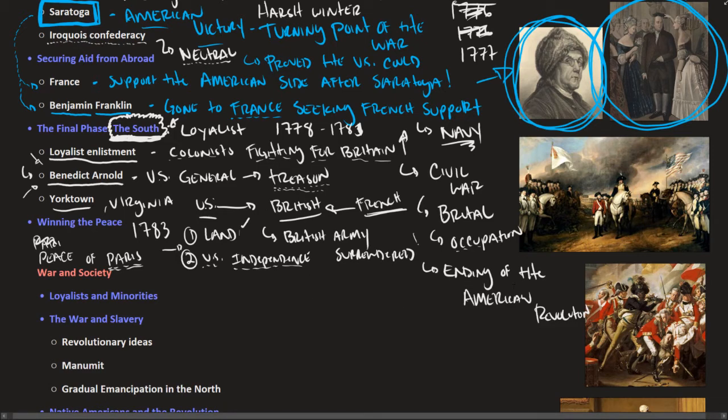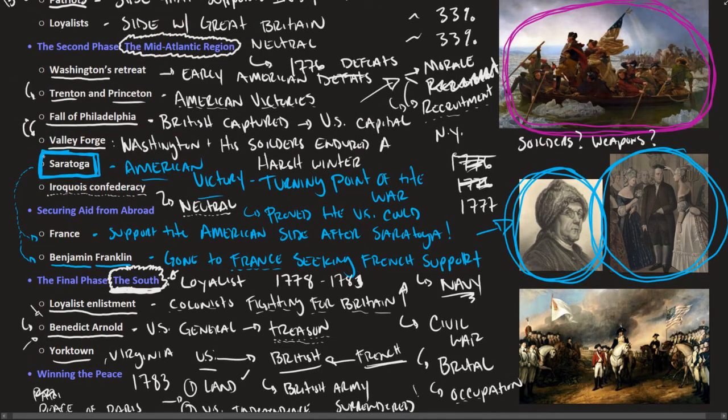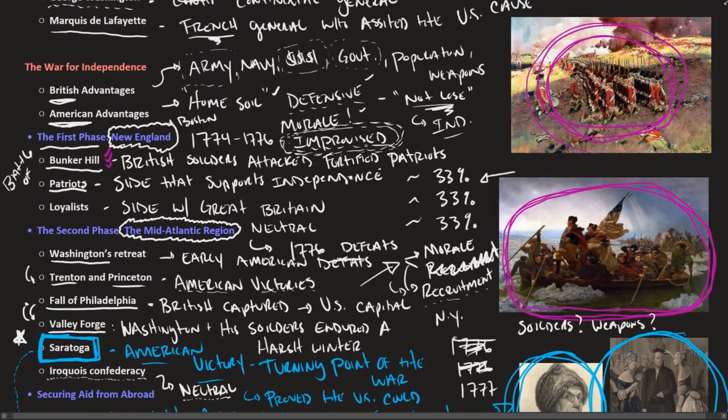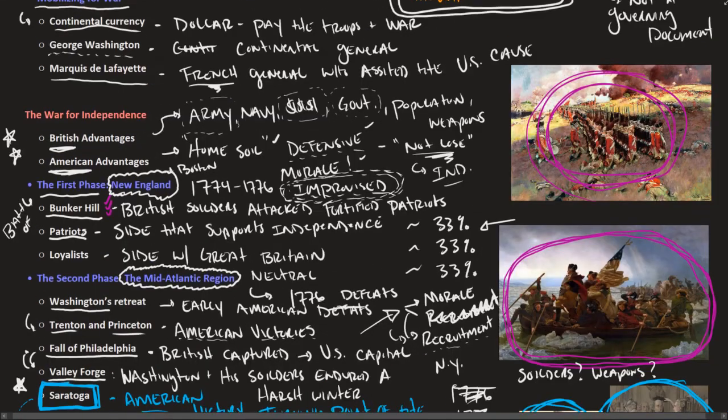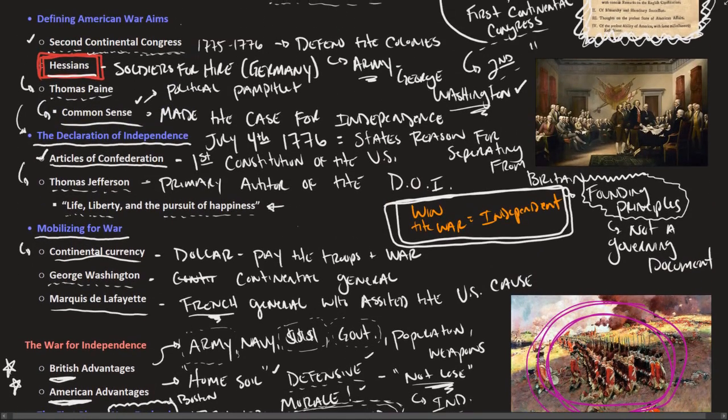So, again, in terms of the grand scheme of things, note the Battle of Saratoga as being a very important turning point. Also note advantages and disadvantages for sure. This is a very popular type of question that I like to ask. What were the advantages and disadvantages for each side? And then some of the reasons for the push for independence.